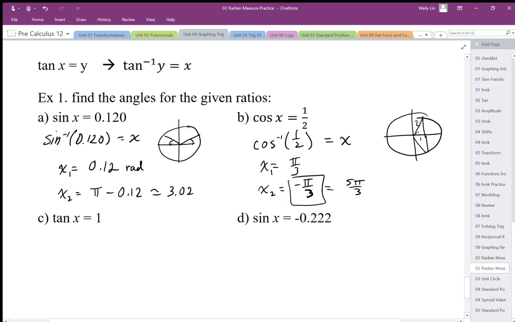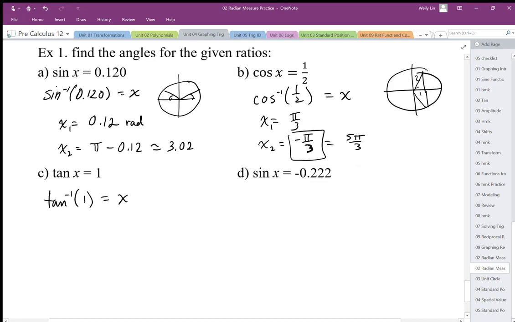Tan equals 1. Okay, so first of all, write the arctan form. The slope is 1, the angle is x. If my slope is 1, my angle is 45 and 225. Okay, in radians, that's 1/4 of pi. That one's going to be 5/4 of pi.